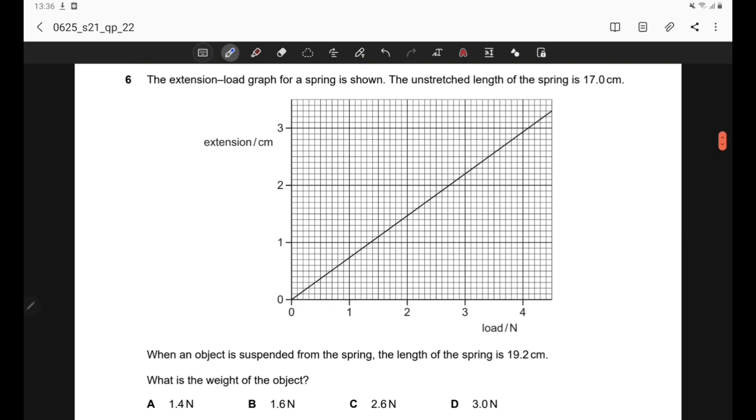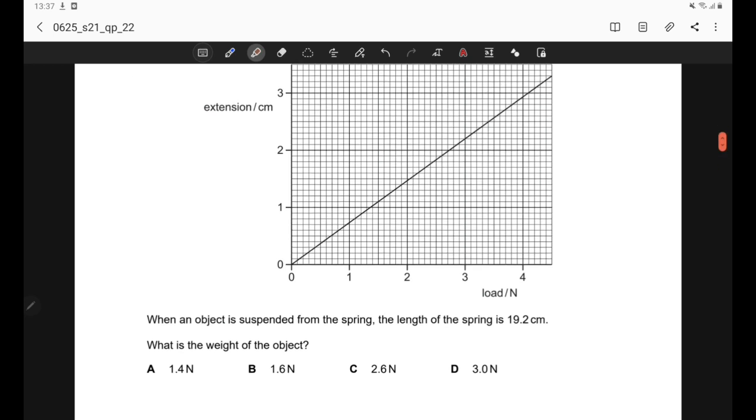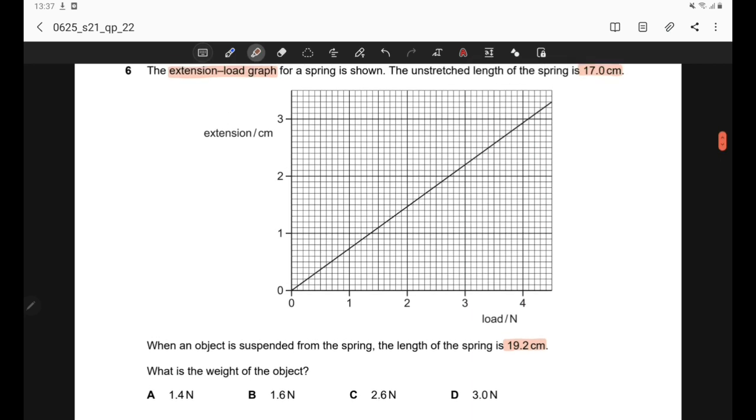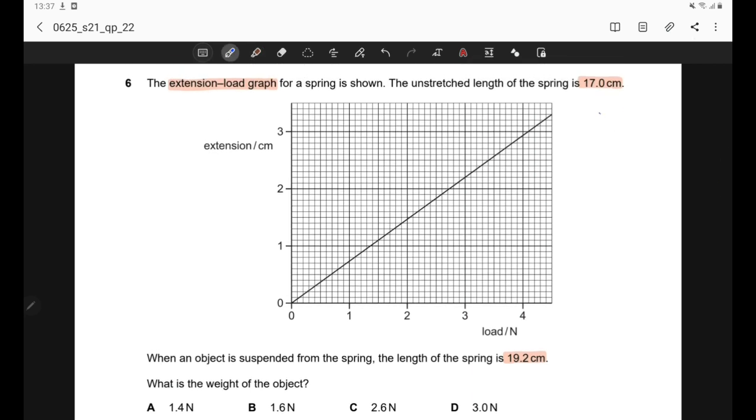Question 6. The extension load graph for a spring is shown. The unstretched length of the spring is 17 centimeters. So this is the original length of the spring. When an object is suspended from the spring, the length of the spring is 19.2 centimeters. What is the weight of the object? So here we have a spring and its original length is given.